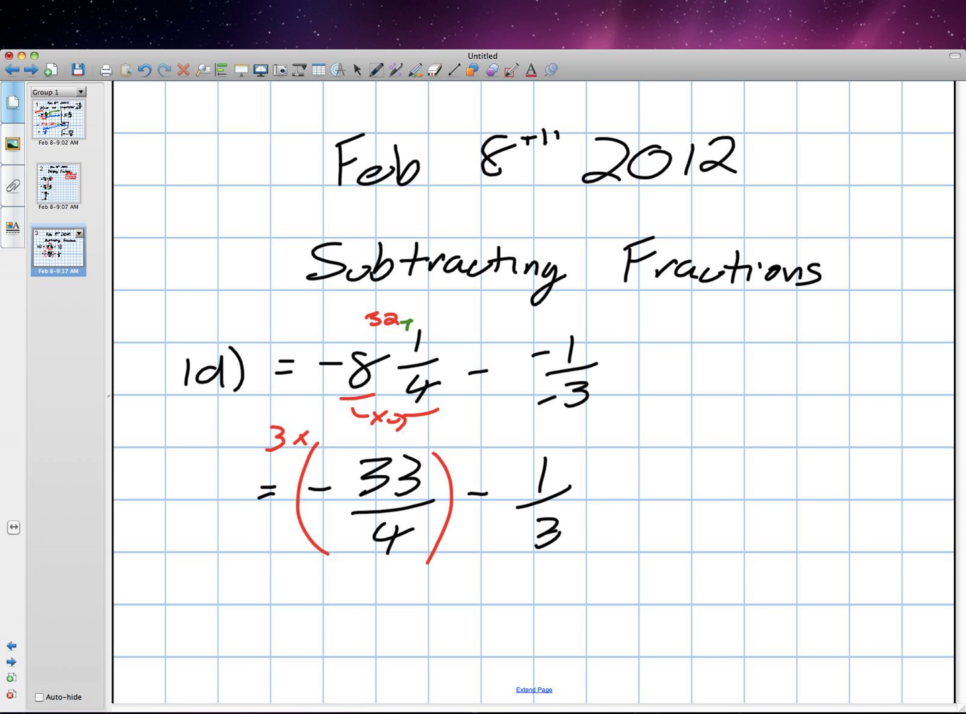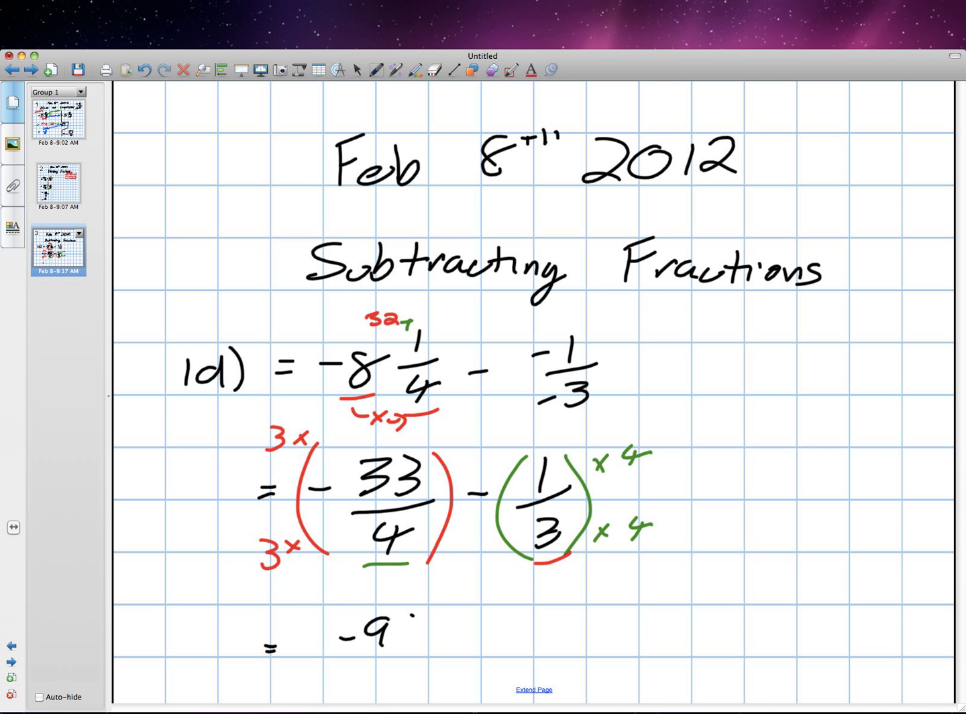So what I'm going to do is I'm going to take this first fraction, I'm going to multiply the top by 3 and the bottom by 3, and I'm going to take the other fraction and multiply the top by 4 and the bottom by 4, okay? And if you notice, those are the opposite denominators. We're going to end up with a common denominator for sure.